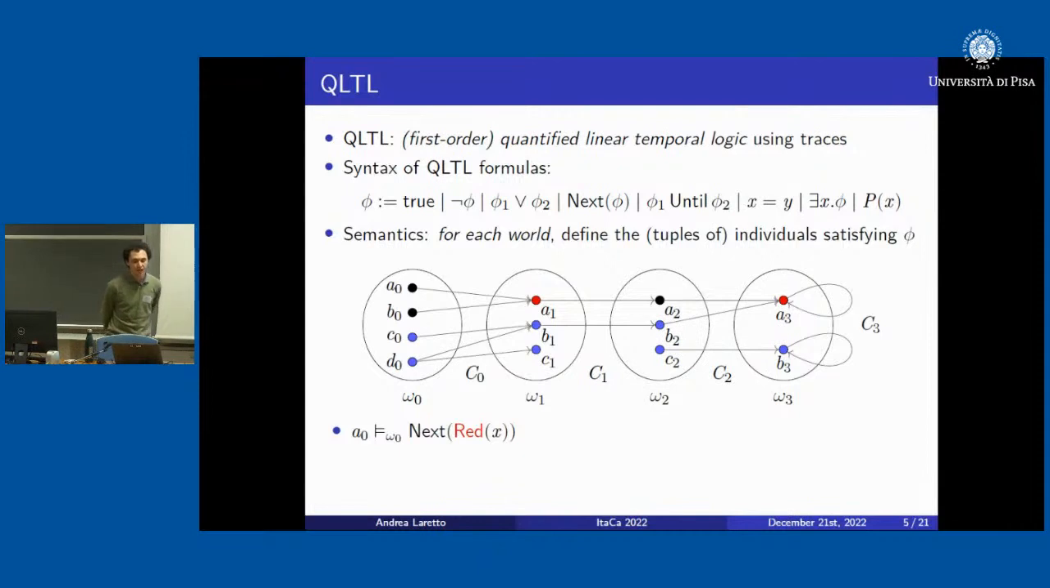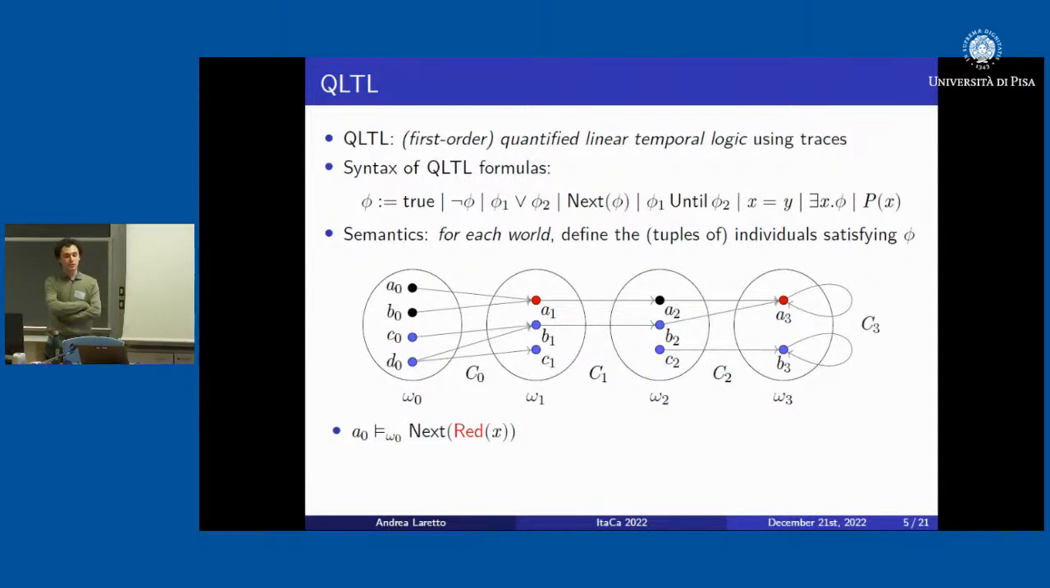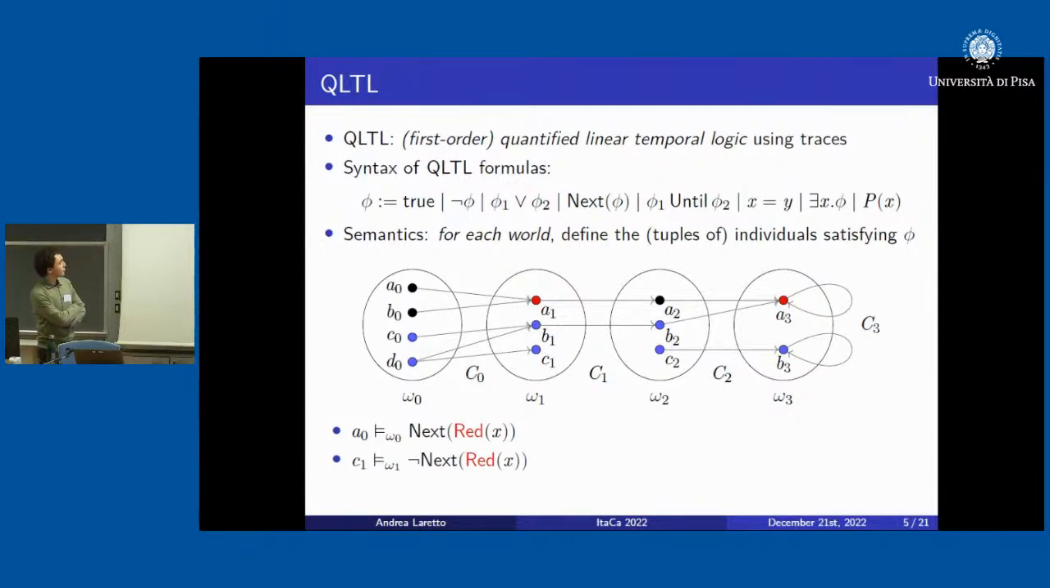In this case, A0 in the first world satisfies the formula next red of x, because there exists a counterpart for A0, namely A1, in the next world, such that the formula red of x is satisfied for A1, right? And for example, in omega 1, C1 does not satisfy next red of x, because there is no counterpart at the next step which satisfies red. So I'm giving you the intuition for the next operator right now.